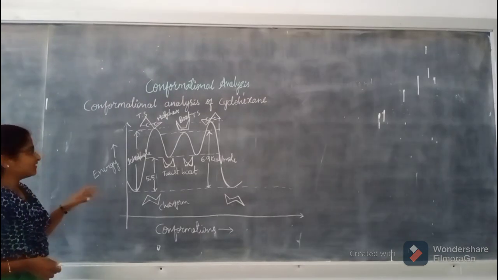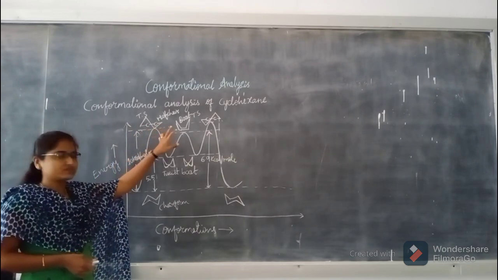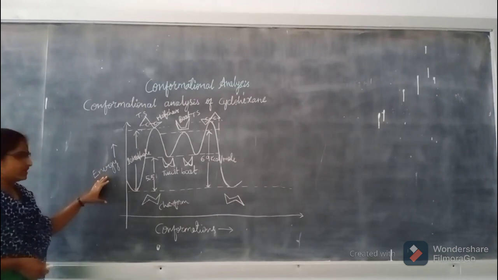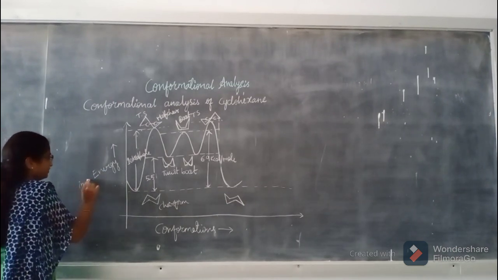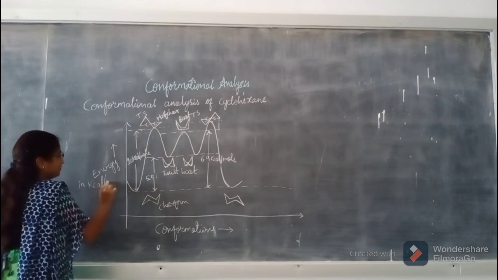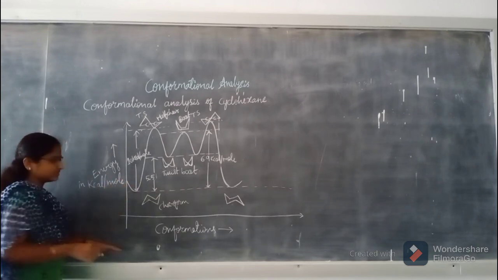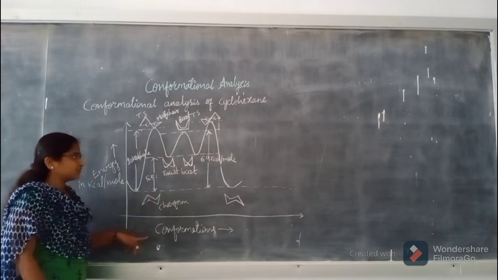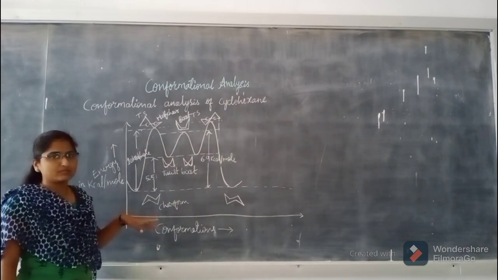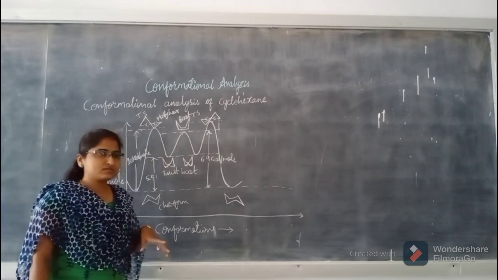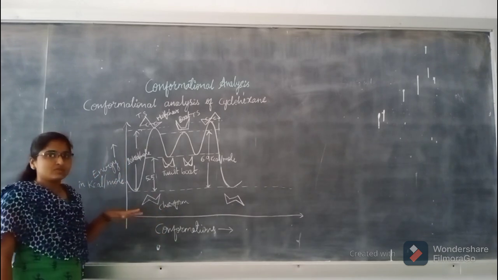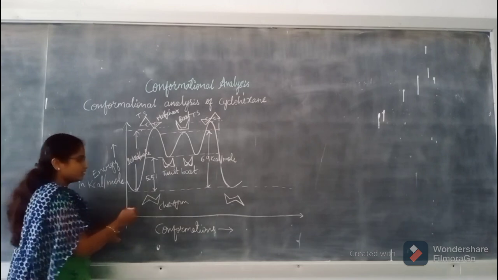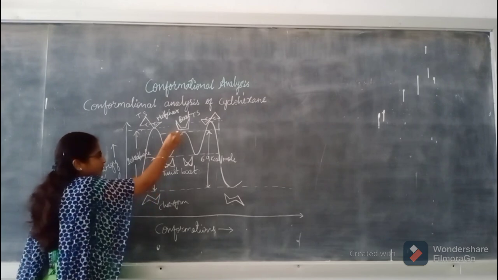The energy level diagram for the conformational analysis of cyclohexane is here. On the y-axis you have energy in kilocalories per mole, and on the x-axis you have conformations. Here we are not taking dihedral angle, we are taking the conformations because we are twisting the carbon atoms. Here we are not rotating the bonds, we are only twisting the carbon atoms. So on the x-axis we are taking the conformations. See here we have a chair form, then boat form, then twist boat form.